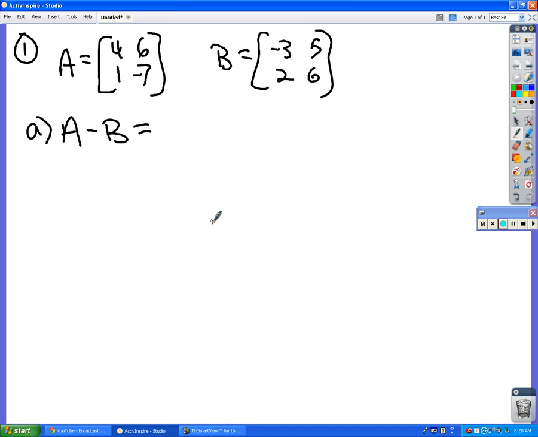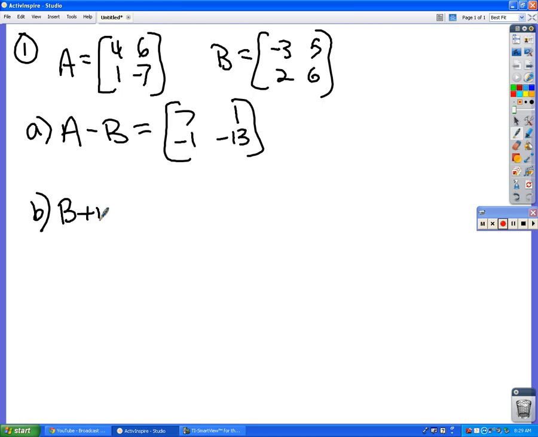So A minus B, you just subtract the corresponding entries, right? Yeah. So 4 minus negative 3 is 7. 6 minus 5 is 1. 1 minus 2 is negative 1. And negative 7 minus 6 is negative 13. Everybody get that? Got it.